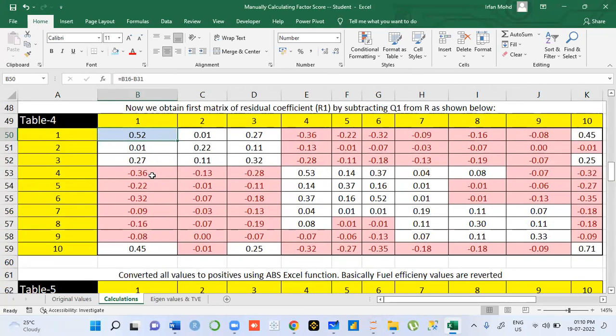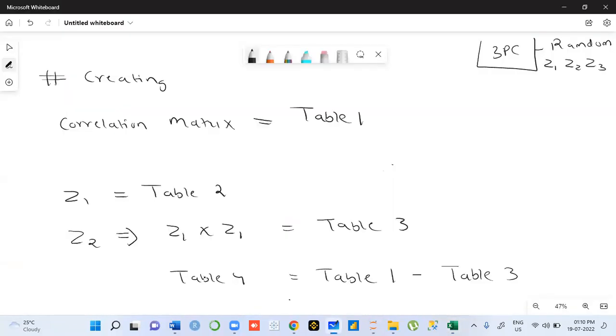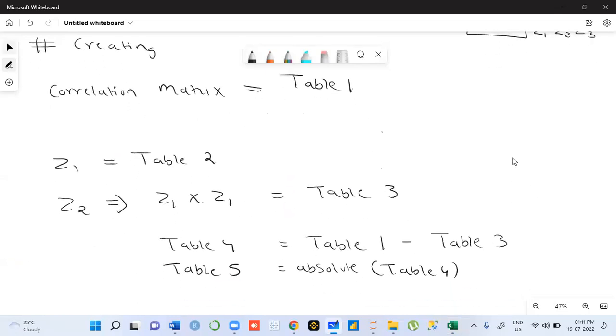Do we have negatives? After having negatives, what do I do? I convert to absolute. Which table, guys? Table 4. What table do I make now? Is that clear? This is the table for Z2. It is being made now, it is not made yet. Table number 5, clear, Anisha?